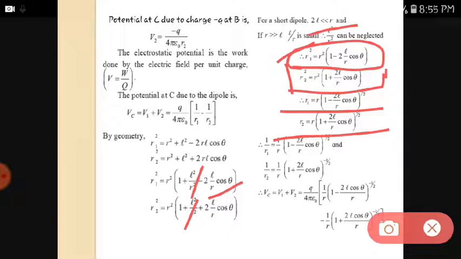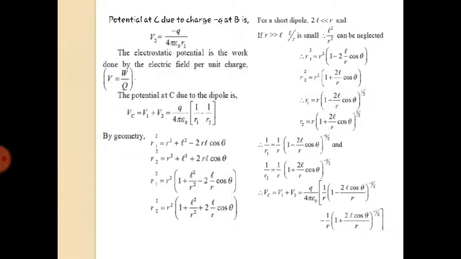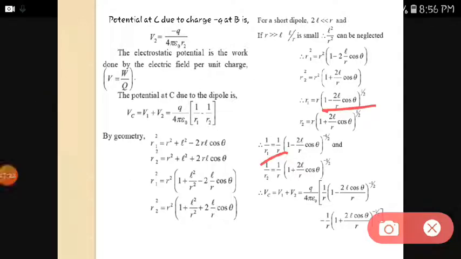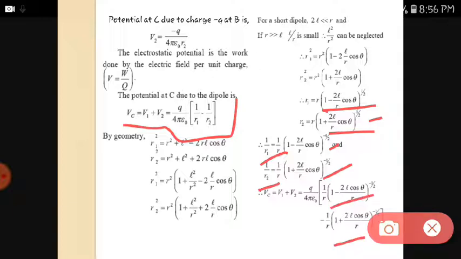Now we want value for 1 by R1 and 1 by R2. So by taking reciprocal, 1 by R1 will be 1 by R, this raised to minus half, and the second one raised to minus half. By putting both the values in this equation, we got this. What is that? Q by 4 pi epsilon 0 will be common, and this is it. Even 1 by R is common, and we are going to do some relation between this both. Let's see what's the relation between them.